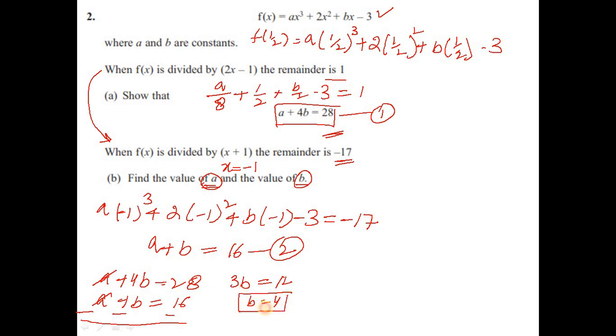You have the value of b, and you substitute the value of b either in equation 1 or in equation 2. You can figure out the value of a. If you substitute b equal to 4 in equation number 2, so a plus 4 is equal to 16. That means a is equal to 12. So these are the values of a and b.